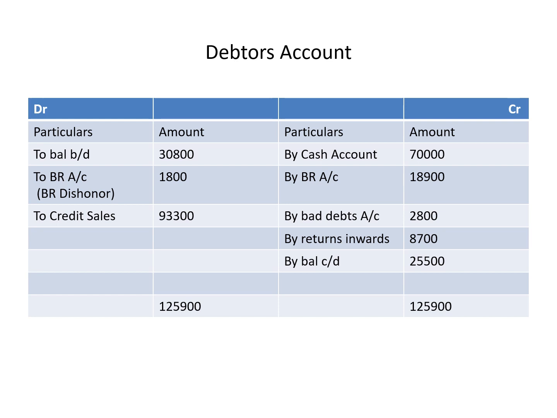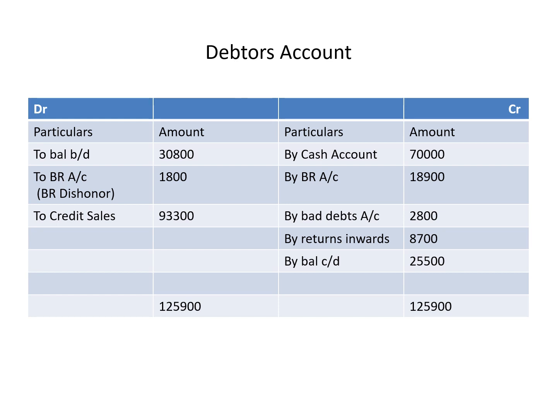Coming to the next, debtors account, we bring down the opening balance as to balance brought down 30,800. We were given with dishonor of BR. We recorded it in the BR account, contra entry. So to BR account, dishonor of 1,800. Coming to the credit side, cash received from debtors is 70,000. We record that as by cash account 70,000.